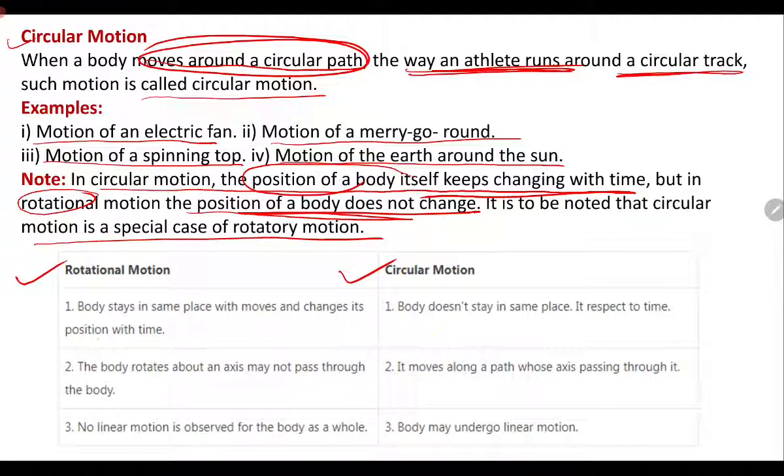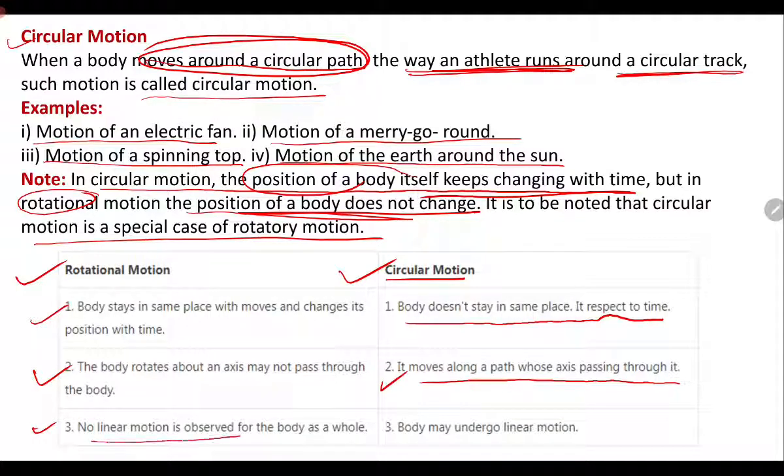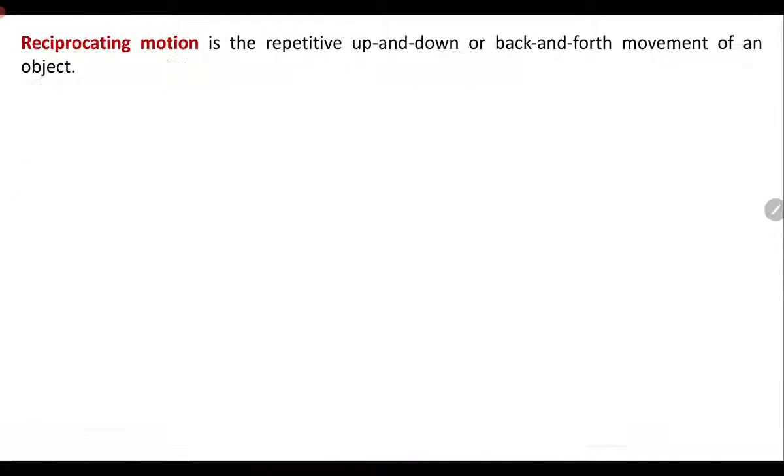In case of rotational motion, the body stays in the same place and does not change its position with time. But in case of circular motion, the body doesn't stay in the same place with respect to time. Next, in case of rotational motion, the body rotates about an axis, which may not pass through the body. But in case of circular motion, the body moves along a path whose axis is passing through it. In case of rotational motion, no linear motion is observed for the body as a whole. In case of circular motion, the body may undergo linear motion.